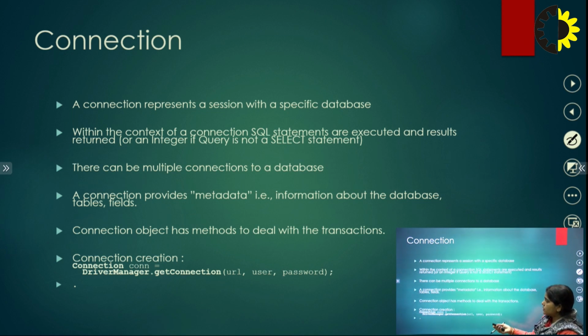So here Connection is the class and connection is the object. First of all, we have loaded the driver manager. Then, with that driver manager which we have loaded, we call dot getConnection, then we provide the URL, then user, then password.